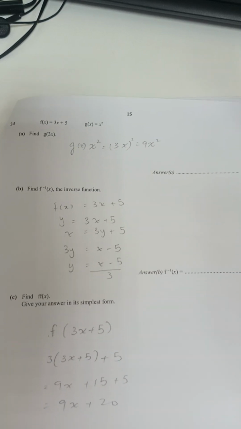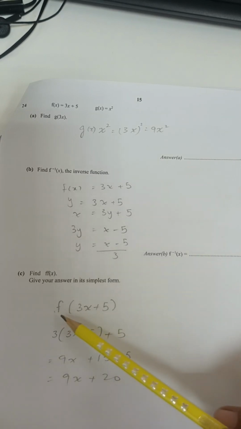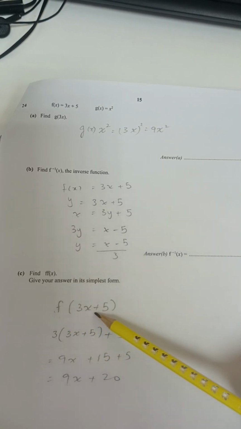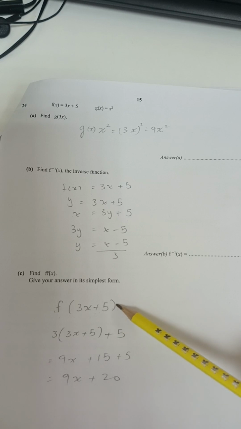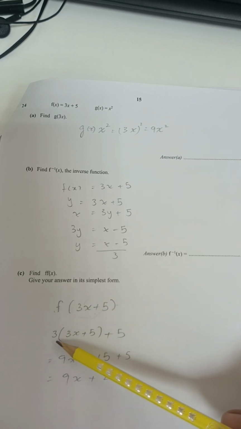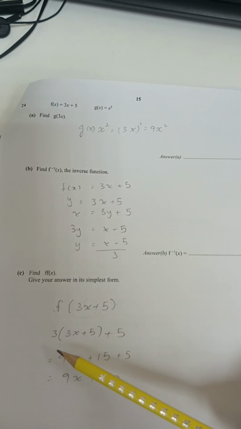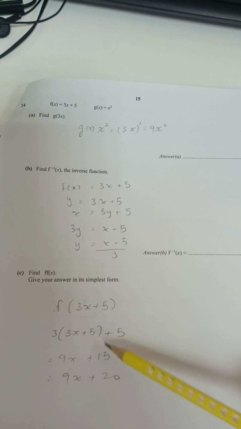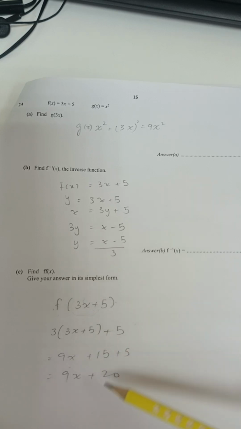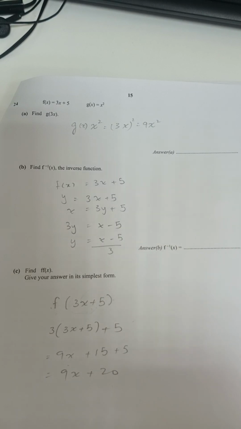And then in part C, we have to find f of f of x. So first of all, write the f as it is and put the value of f of x, which is 3x plus 5. And then consider this as x, and then again put the value 3x plus 5. And from here, 3 into 3 will be 9x plus 15 plus 5. And if you add 15 plus 5, you get 9x plus 20.